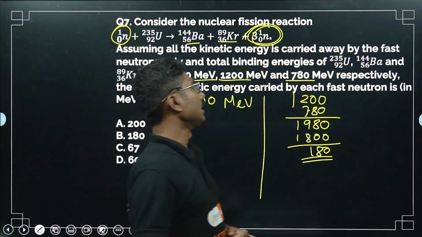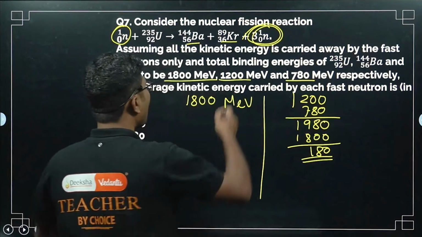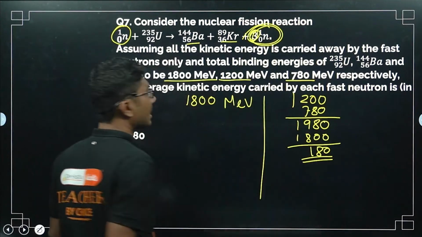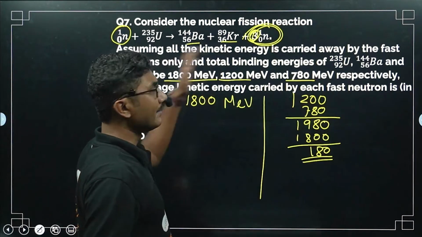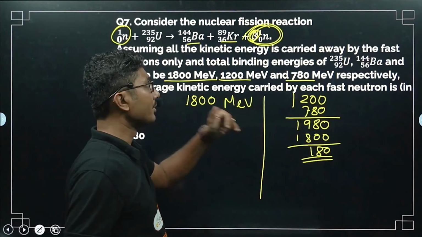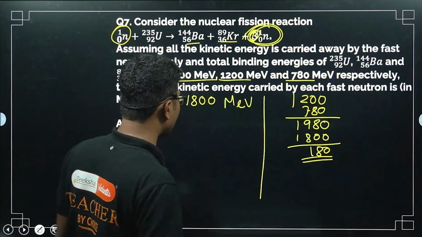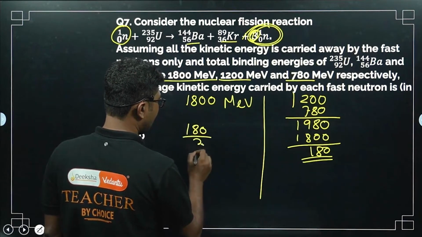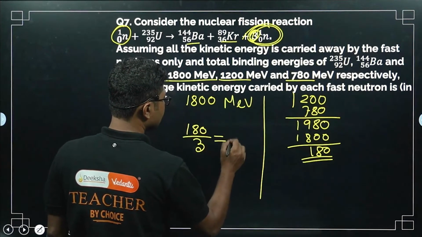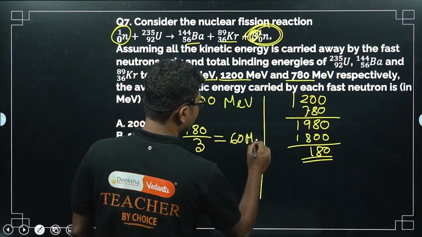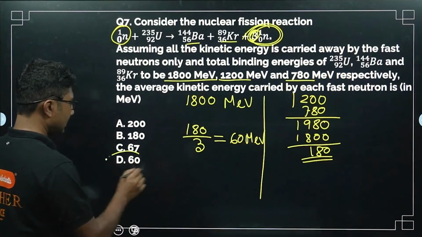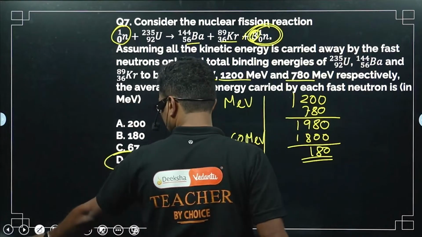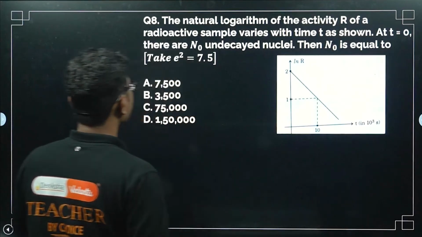moving neutrons. Now how many neutrons are there? If you see, there are 3 neutrons. If they are taking an equal amount, then what will be the energy of each of the neutrons? For each of the neutrons it will be 180 divided by the total number of neutrons, that is 60 MeV. So the answer is option D. Let's move on to the next question.